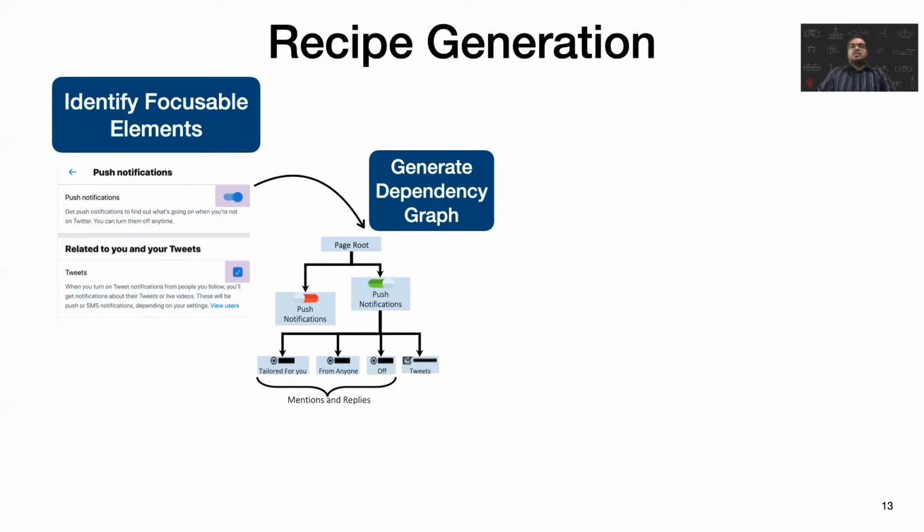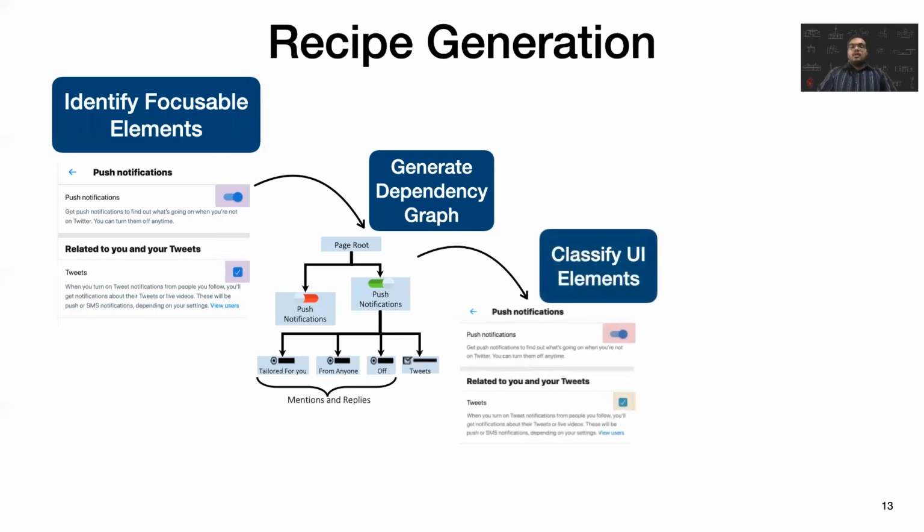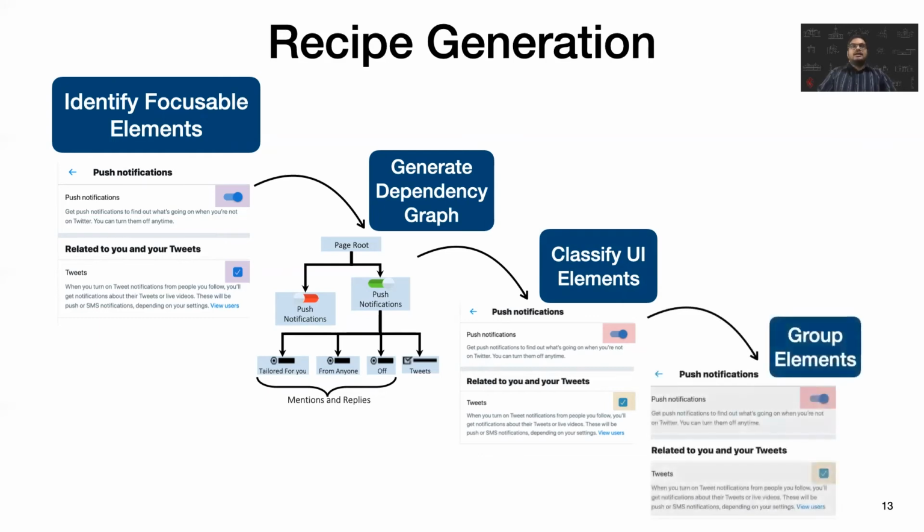This captures cases when options are dynamically loaded. The example here shows a mock dependency graph for push notifications on Twitter that we saw earlier. Now, to find the element type without relying on the underlying HTML, we leverage the fact that the visual representation of these elements needs to be consistent for usability, and thus use a visual classifier for this task. Finally, we utilize the hierarchical structure of the HTML to group similar settings together and extract text corresponding to each option as well as the group.